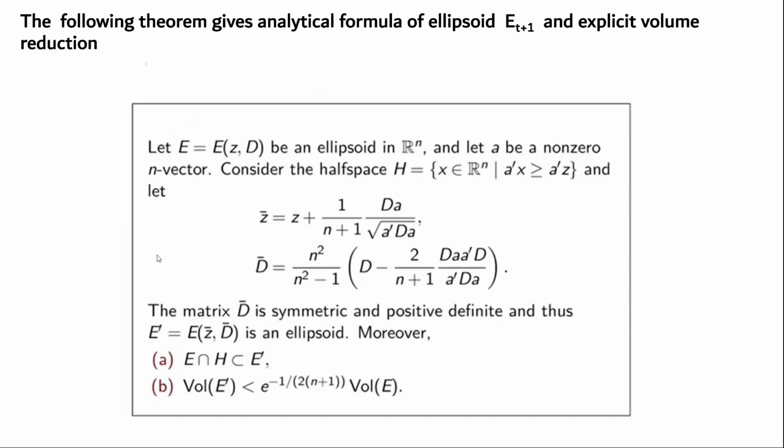Now to define an ellipsoid, we need two things, that is Z and D. For the newer ellipsoid that has to be created, its name is E bar, we need Z bar and D bar. So these Z bar and D bar can be calculated using these formulas. Once Z bar and D bar have been calculated, what we see is that the newer ellipsoid that has been created encompasses the half space H. The second thing that we see is the volume of E bar, the newly created ellipsoid, is just a fraction of the original ellipsoid E.